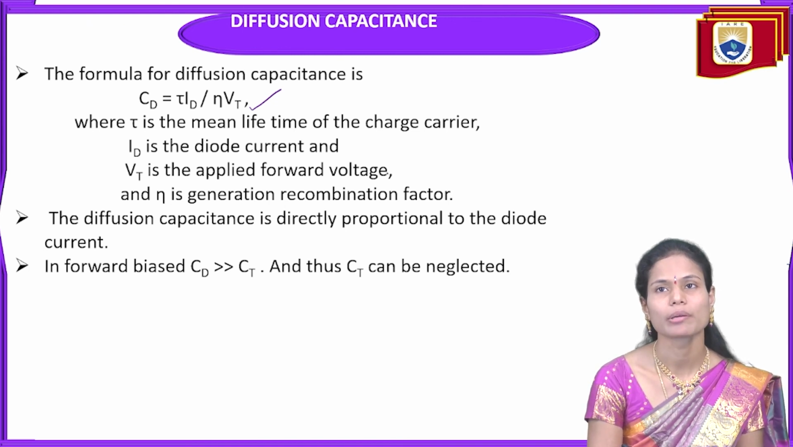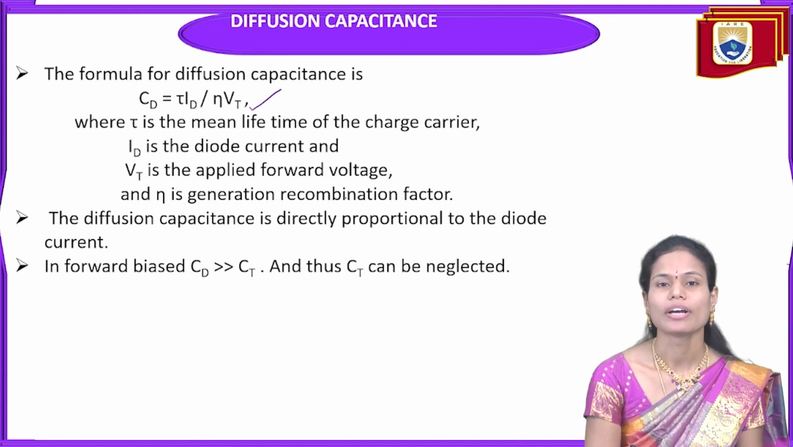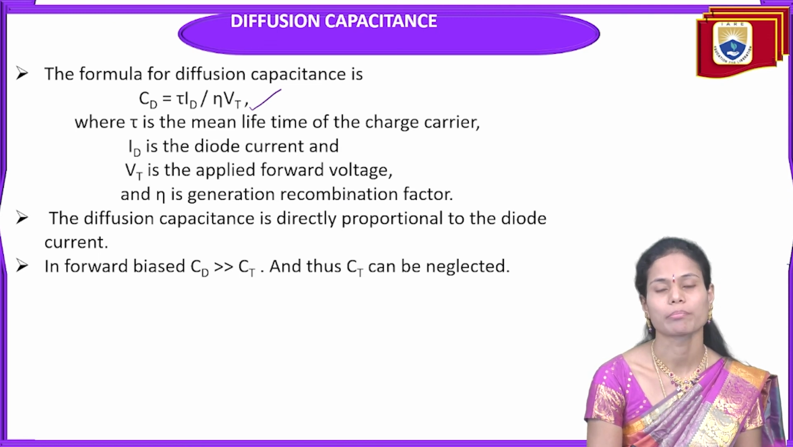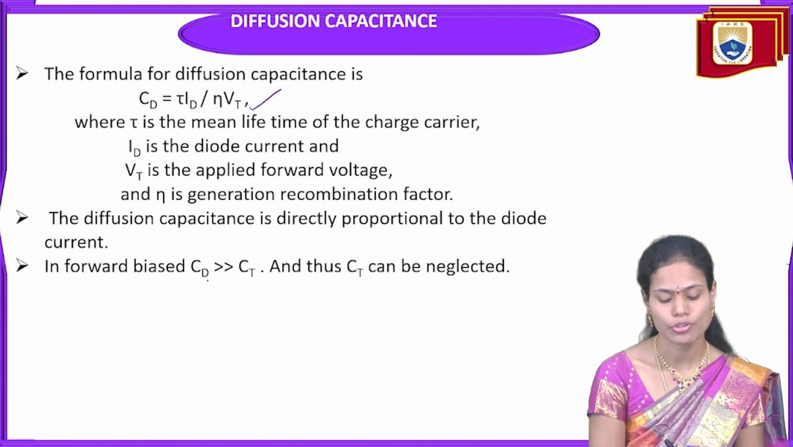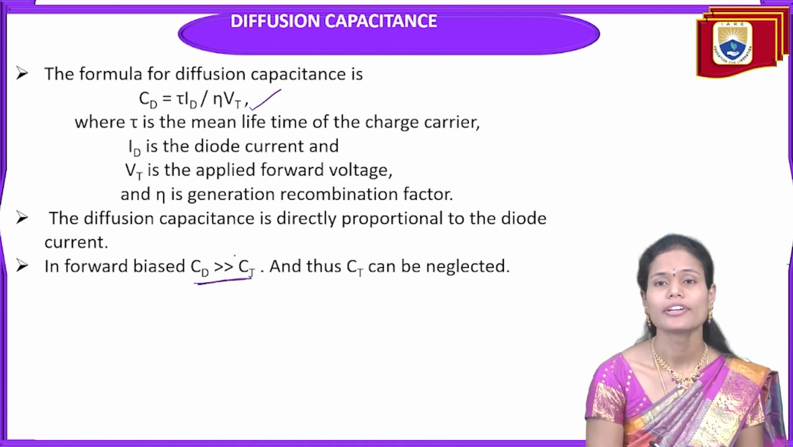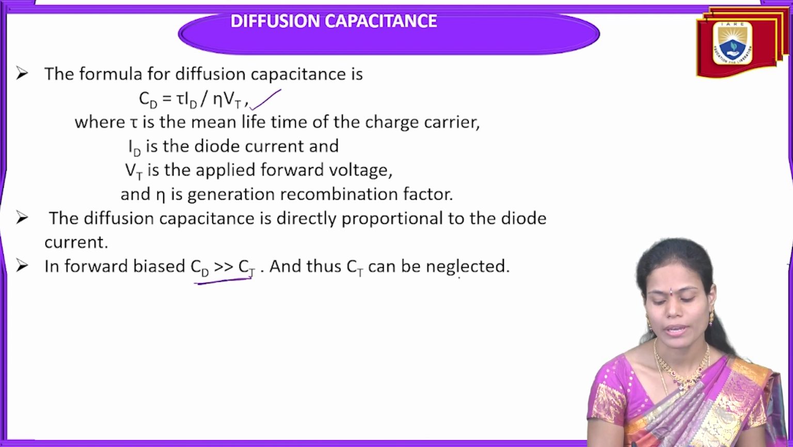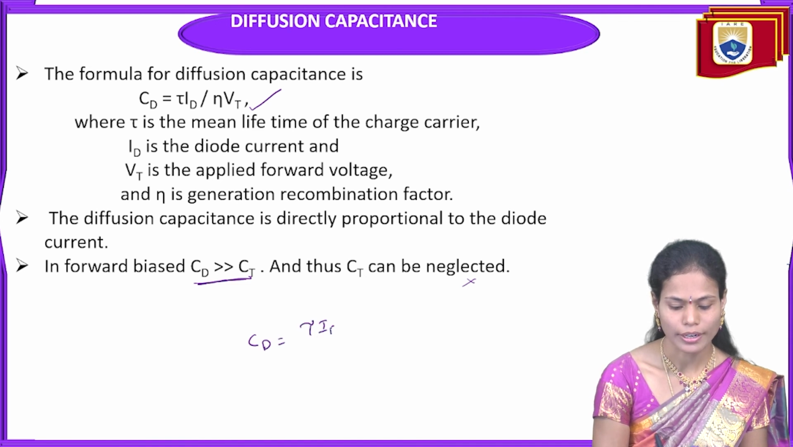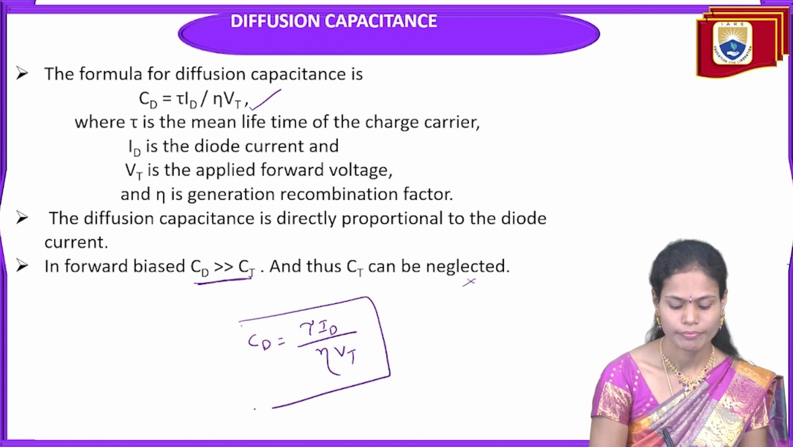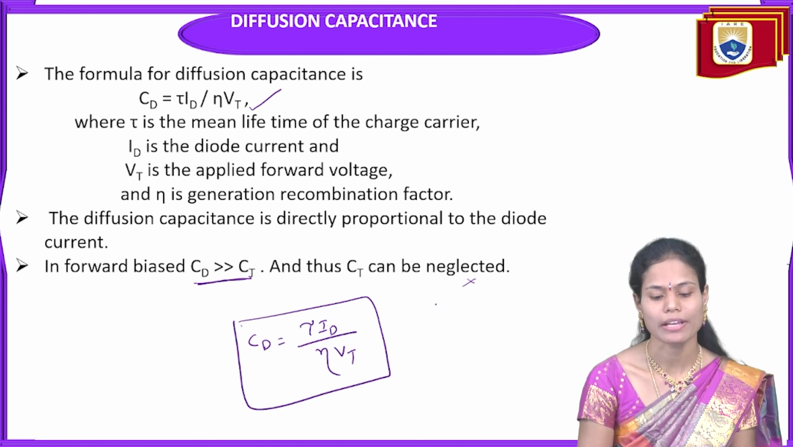Here tau is the mean lifetime of the charge carrier, ID is the diode current, Vt is the applied forward voltage, and eta is the generation recombination factor, that is 1 for germanium and 2 for silicon diodes. The diffusion capacitance is directly proportional to the diode current. In the forward biased condition, the diffusion capacitance is very, very high compared to the transition capacitance, so the transition capacitance we can neglect. Finally I can write CD equal to tau ID by eta Vt, the diffusion capacitance.